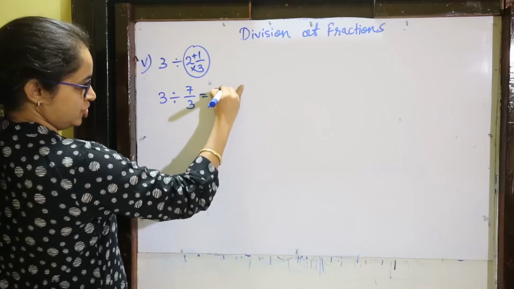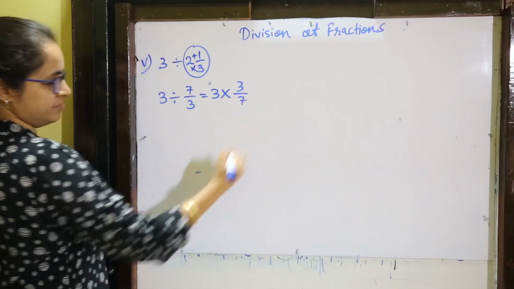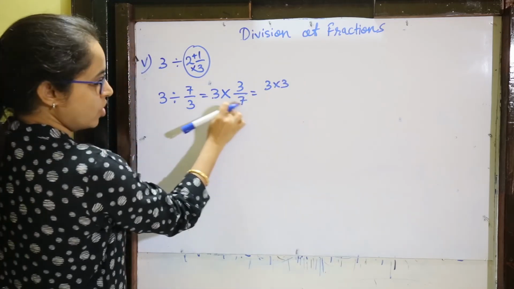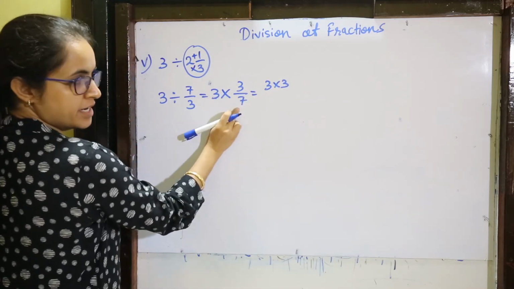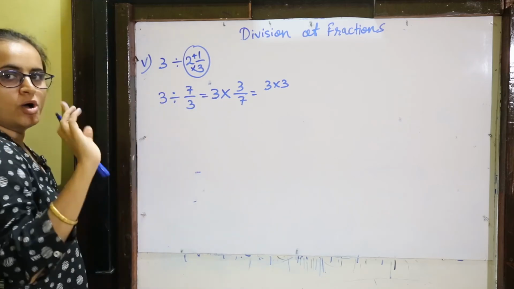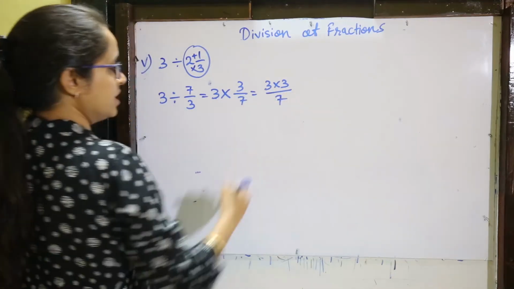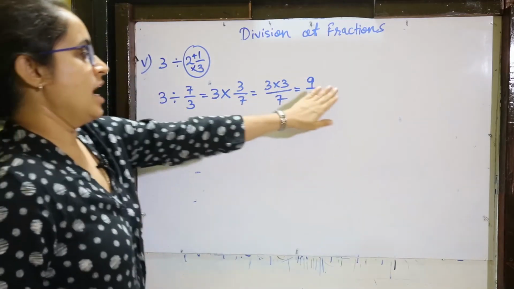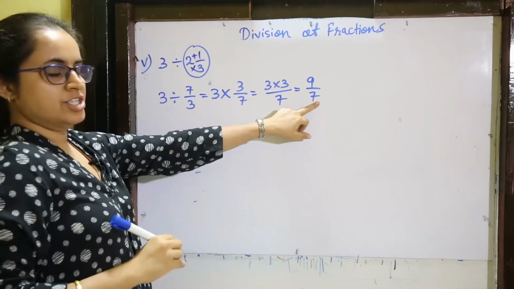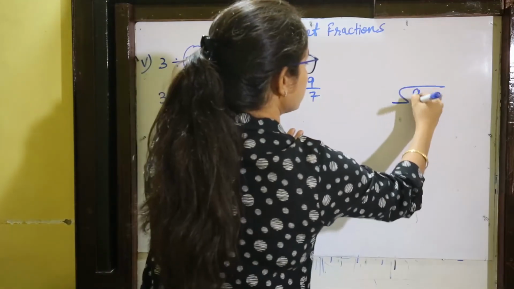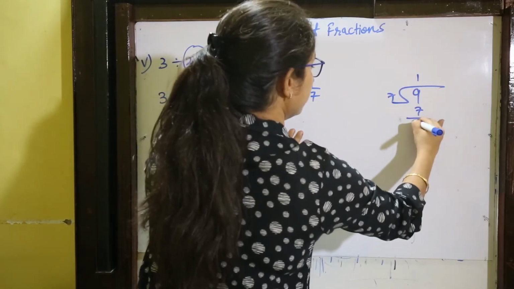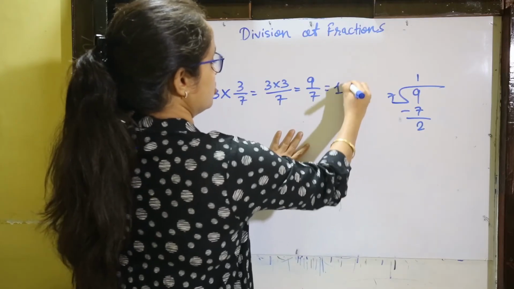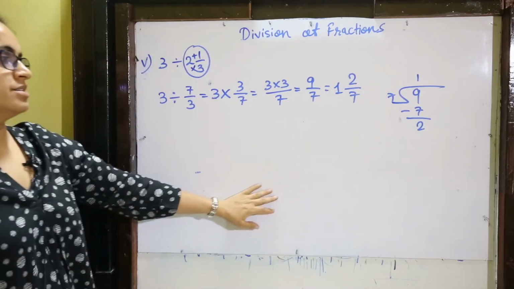Keep change flip. Okay. So that is 3 multiplied by 3 because there is no common factor between numerator and denominator. એટલે કે whole number અને denominator નો કોઈ common factor નથી. So 3 multiplied by 3 upon 7, that will be 9 upon 7. So this is improper fraction, so you need to convert it into mixed number. So 7 ones are 7 and 2. So it is 1 2 upon 7 is the answer.